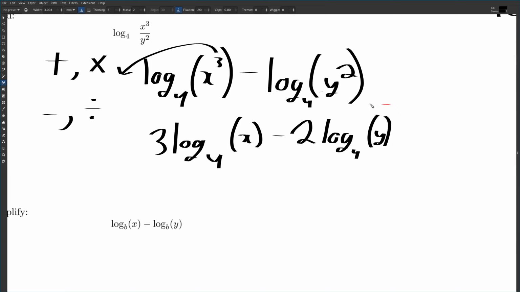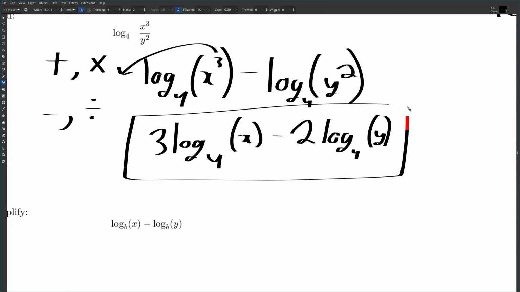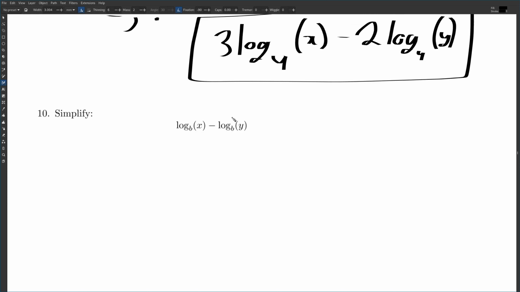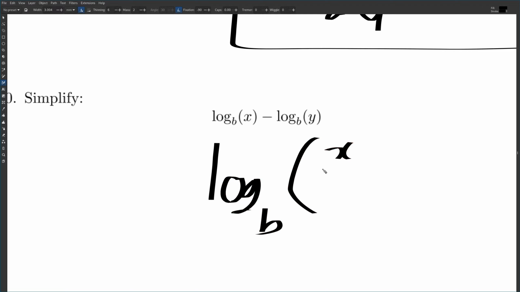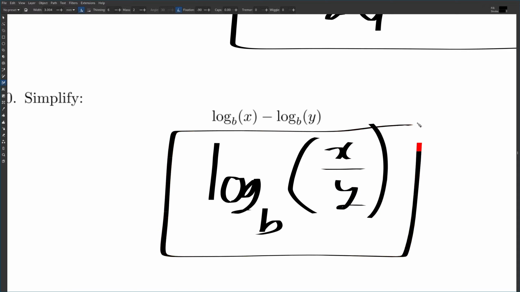Okay. So the answer for this one is 3 log base 4 of x minus 2 times log base 4 of y. Okay. So the next one, simplify log base b of x minus log base b of y. And remembering that minus signs are associated with division, we can just divide x and y. So we're going to have log base b of x over y. Okay, this one's just a little bit easier to reinforce the rule.